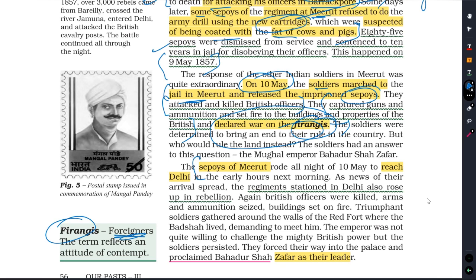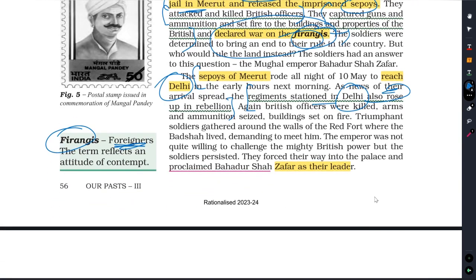The sepoys of Meerut then reached Delhi. Regiments stationed in Delhi also rose up in the rebellion. Those who were in Delhi also joined this Meerut batch. They later went to Bahadur Shah Zafar and declared him as their leader. This is very, very important. They might ask you an MCQ type of question. The sepoys declared Bahadur Shah Zafar as their main leader.